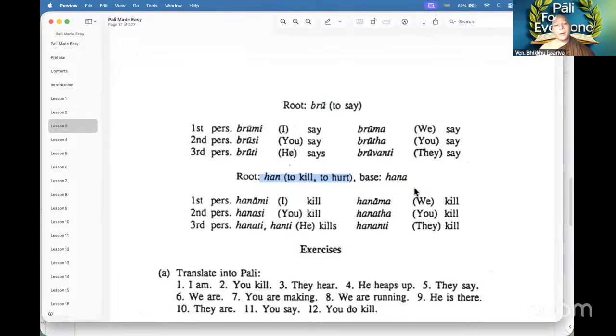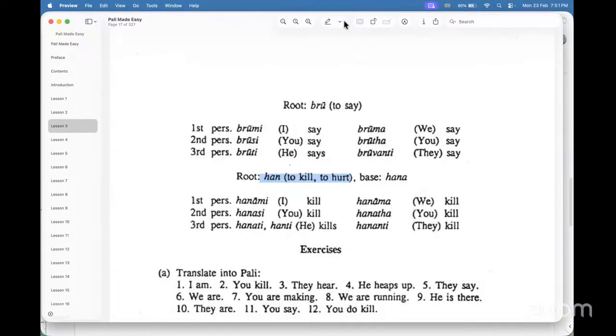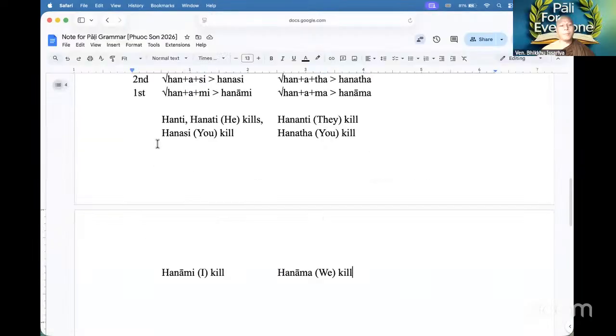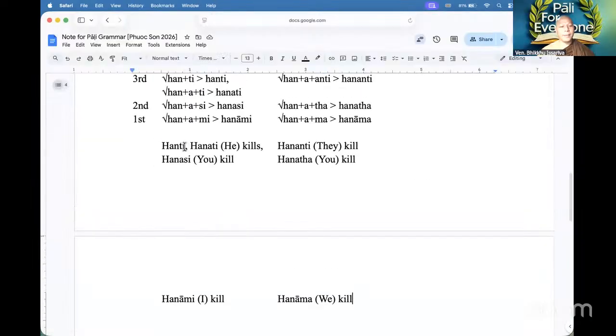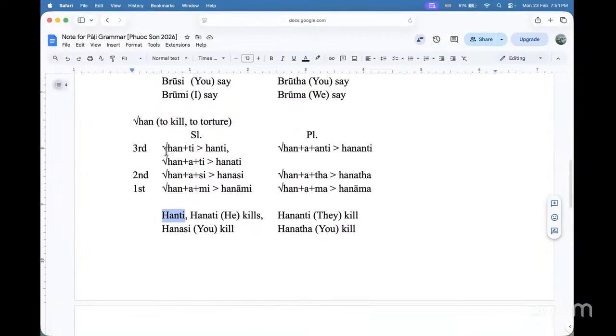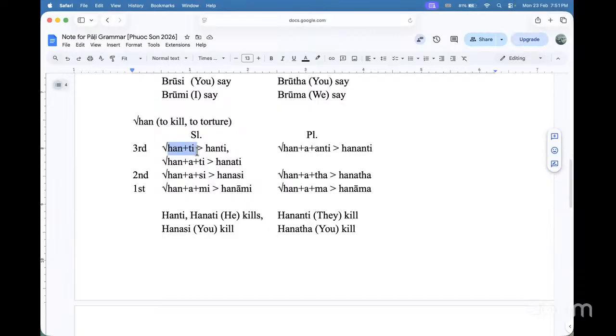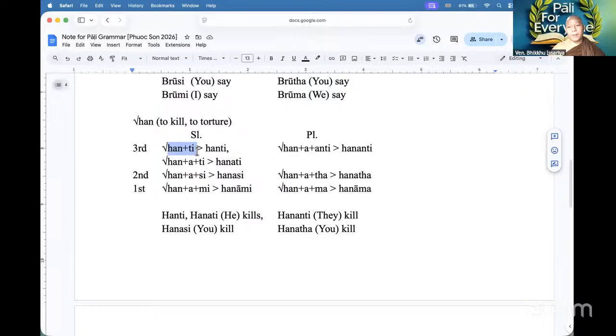Okay, any question? So I don't understand why root hana has the sign, is it considered as an anomalous verb? Only for this form, hanadi. Only one form is without the whole root. The others are the normal form. Only hanadi is the anomalous form. Oh, I see. Thank you. Okay, welcome.